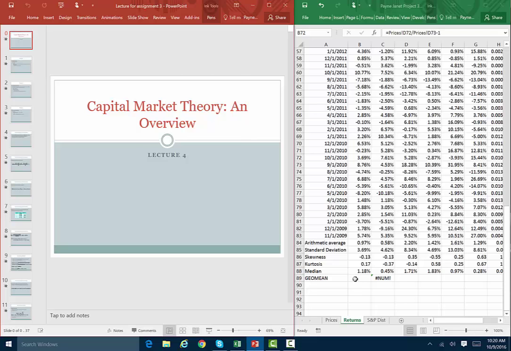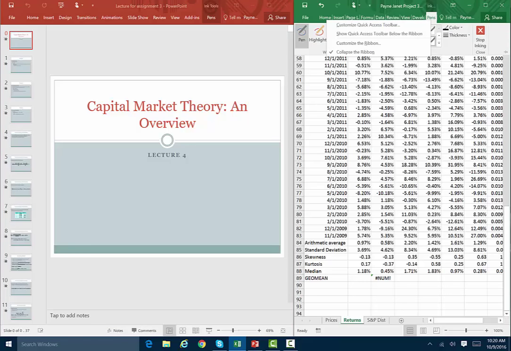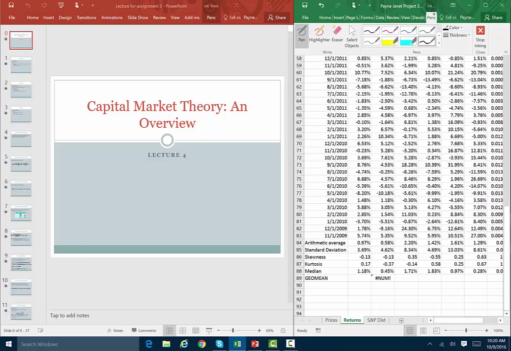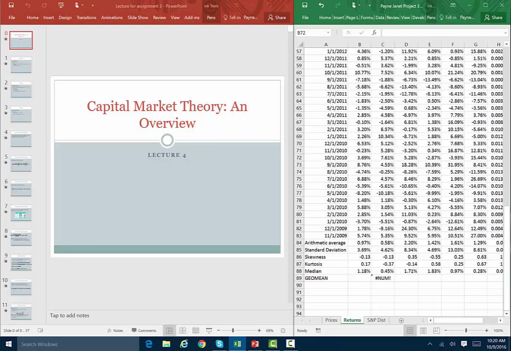So we're going to talk about assignment 3, and I'm just going to review it for you so that you can see what I was trying to get out of this and where I was trying to go with the whole assignment. So I've got the PowerPoint on one side and the spreadsheet on the other side, so you can see both. So I can just show you.